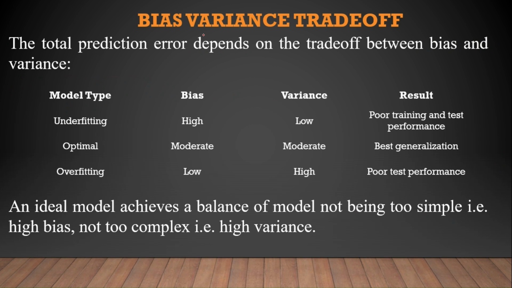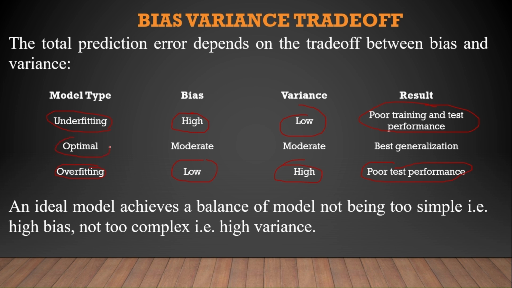So, bias-variance is a trade-off. The total prediction error depends on the trade-off between bias and variance. If the model is underfitting, the bias is high and the variance is low. What is happening here is that training and test performance are both too low. If it is overfitting, the bias is low and the variance is high, and the test performance is poor.